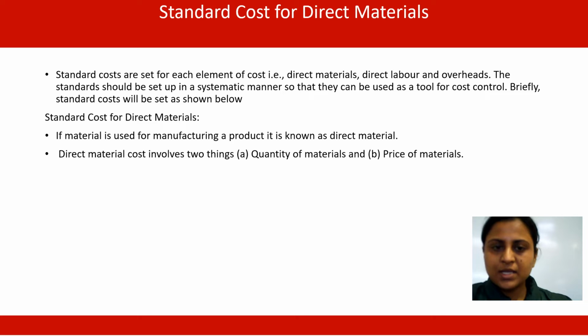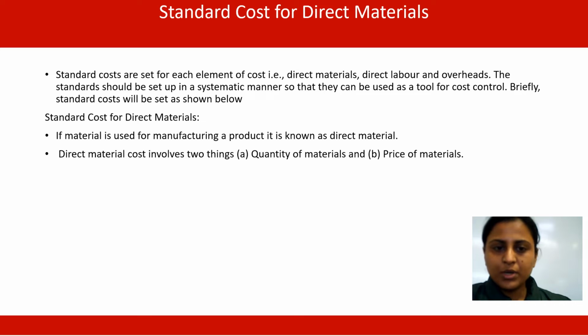First, while setting the standard for quantity of material, the quality and size of the material should be determined. The standard quantity of material required for producing a product is decided by technical experts in the production department. While fixing the standard for material quantity, a proper allowance has to be given for normal loss of material. This normal loss will be determined after carefully analyzing various factors.